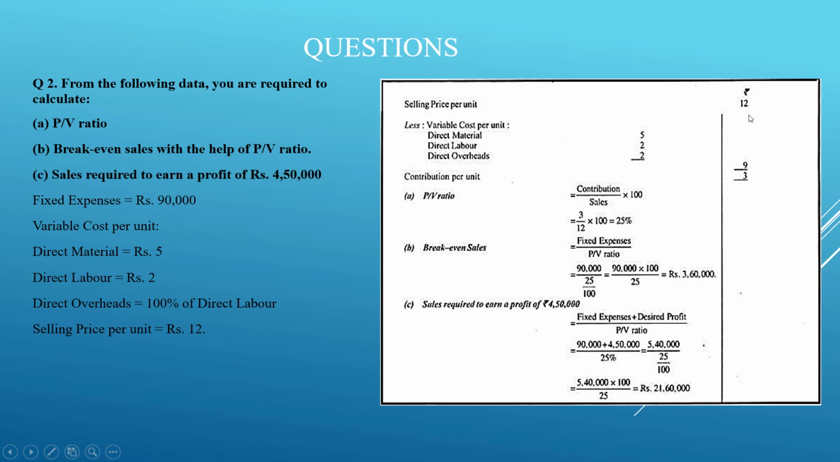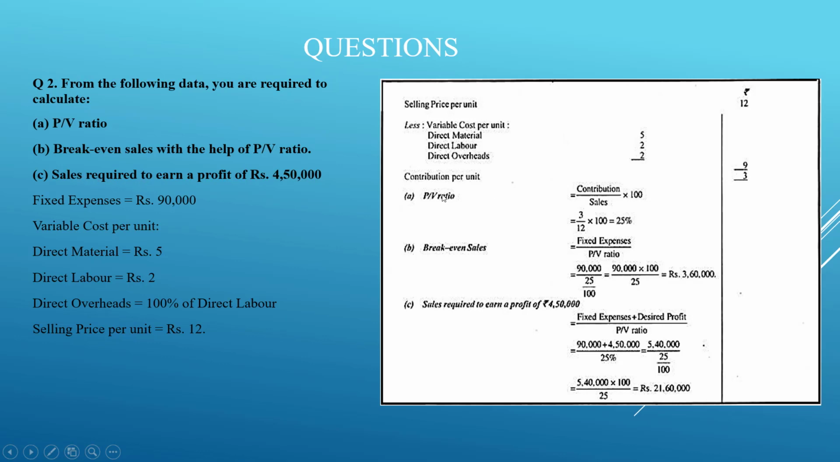Now from this selling price minus the variable cost, you get 3 rupees. And now this 3 rupees per unit is your contribution. Okay. 12 minus 9 is 3. This is your contribution per unit. Now we got the value of contribution per unit, right? Once we have got this value, we can easily calculate all these questions. Now that is PV ratio, that is break-even sales, and sales required or desired profit.